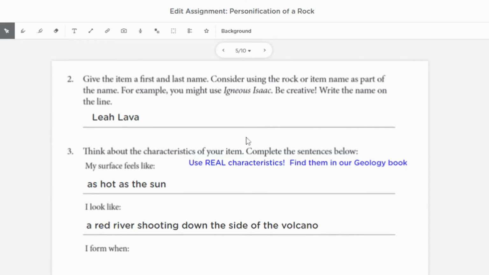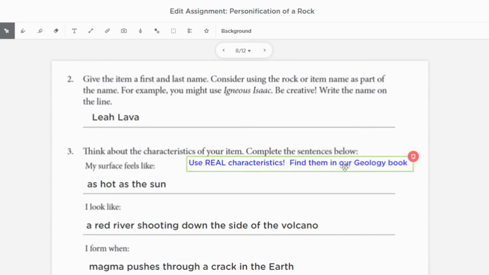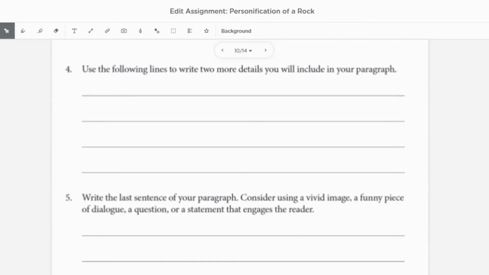The next part says, I form when, and I form when magma pushes through a crack in the earth. Again, I found that information in the geology book to help myself out. The next page asks you on number 4 to use the following lines to write 2 more details that you will include in your paragraph.